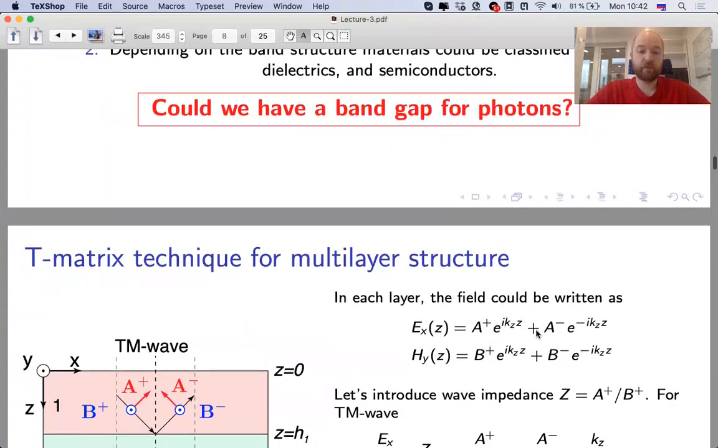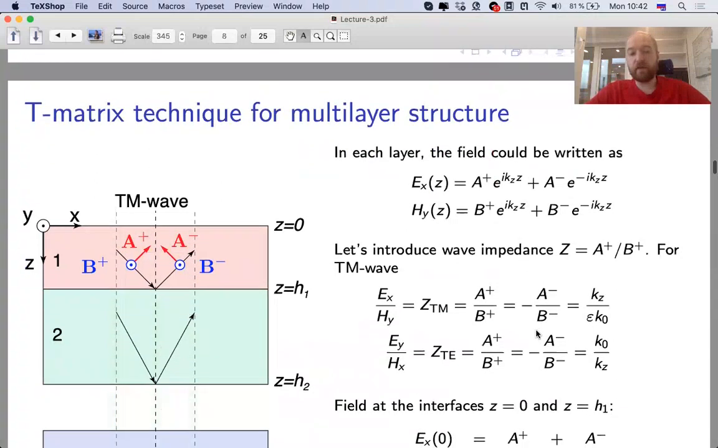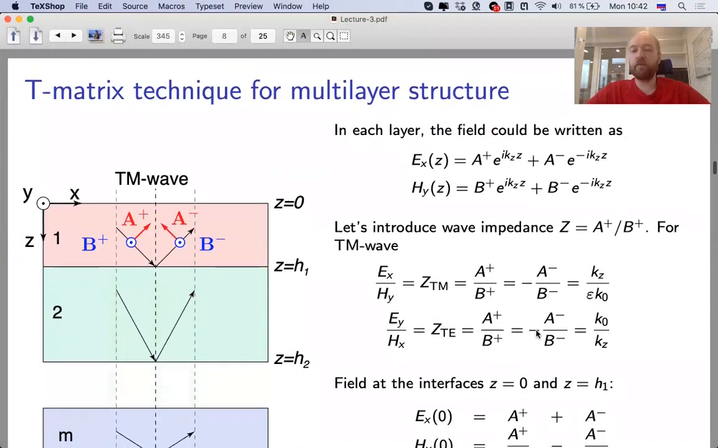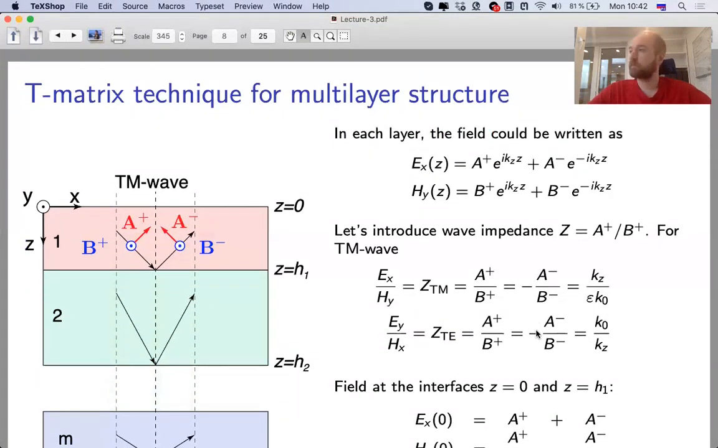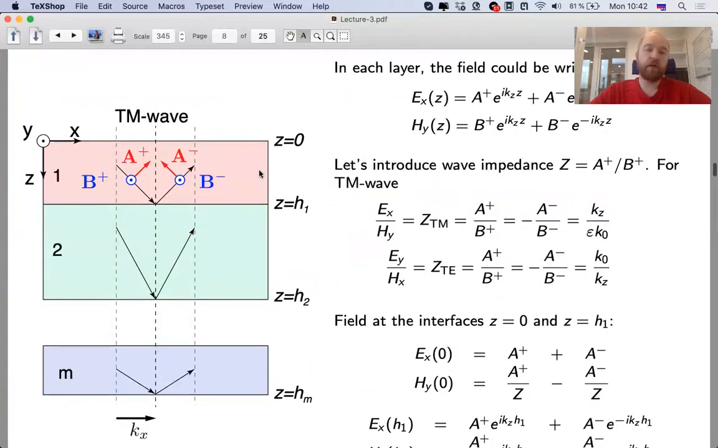So, let's try to mathematically describe this 1D periodic structure. We start with just a multilayer structure. It doesn't mean that it's periodic, it's just a structure consisting of many, many layers. It could be like an infinite stack of some dielectrics or metals, yeah?